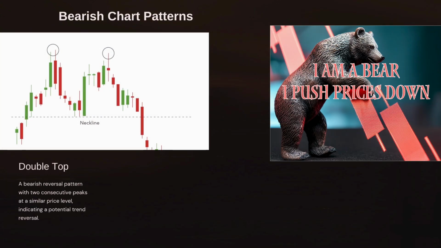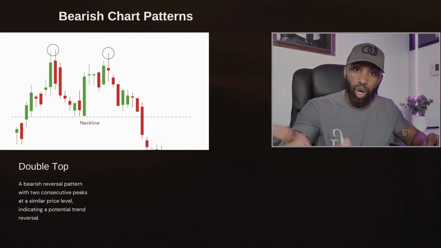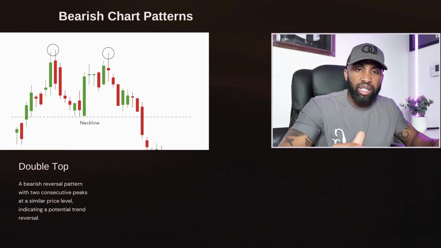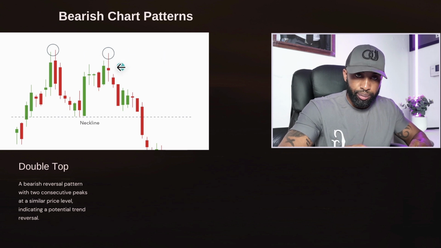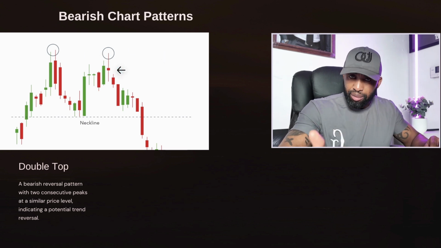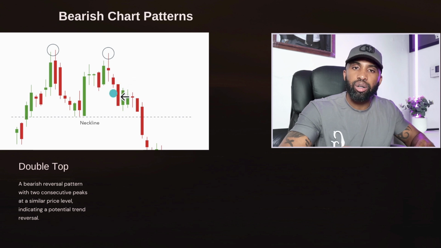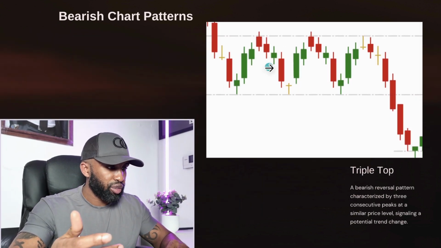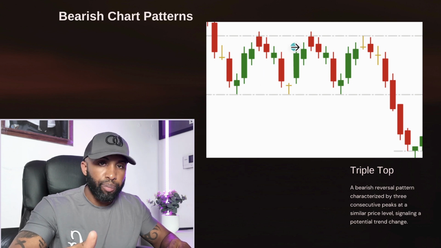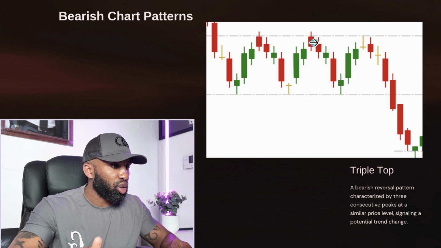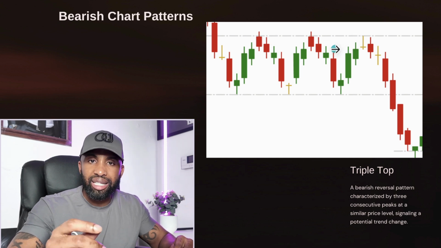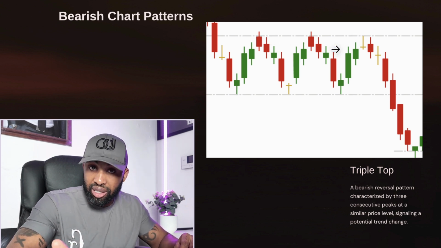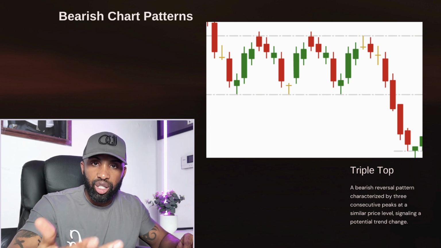Bearish chart patterns. First, we have a double top. It's the opposite of a double bottom. It's a bearish reversal pattern with two consecutive peaks at a similar level, indicating a potential trend reversal. A triple top, the opposite of a triple bottom, is a bearish reversal pattern characterized by three consecutive peaks at similar price levels, signaling a potential trend change.